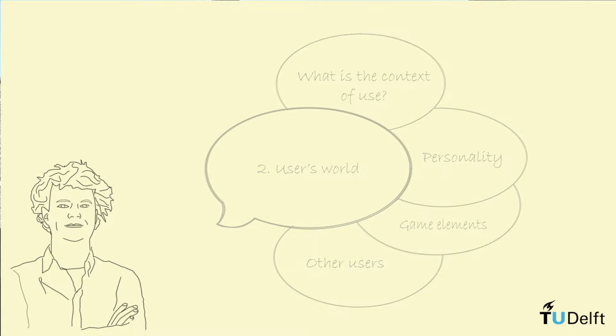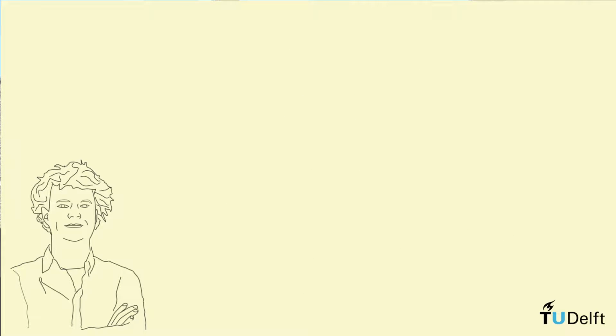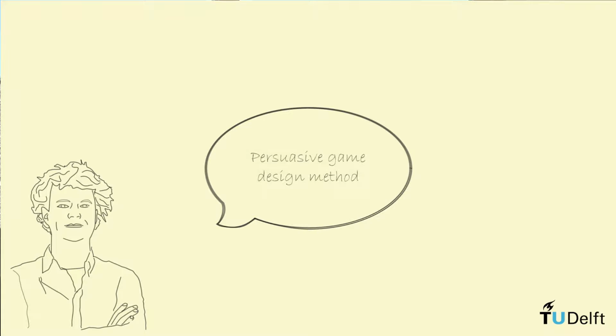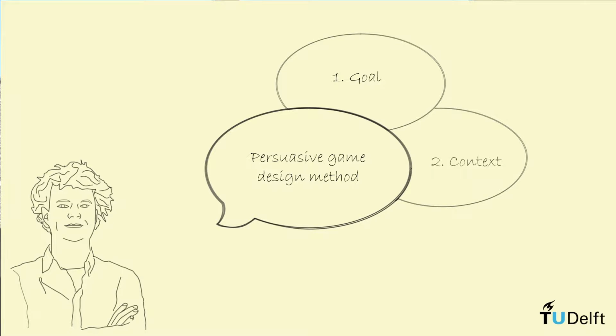So, for instance, in healthcare, you would never have a patient on their own. You also almost always have a medical specialist or a general practitioner, perhaps some family members or informal caregivers, that are all part of the user context. And you have to know the whole context before you start designing. So you have the goal, you have the context, and then you can start your game design.